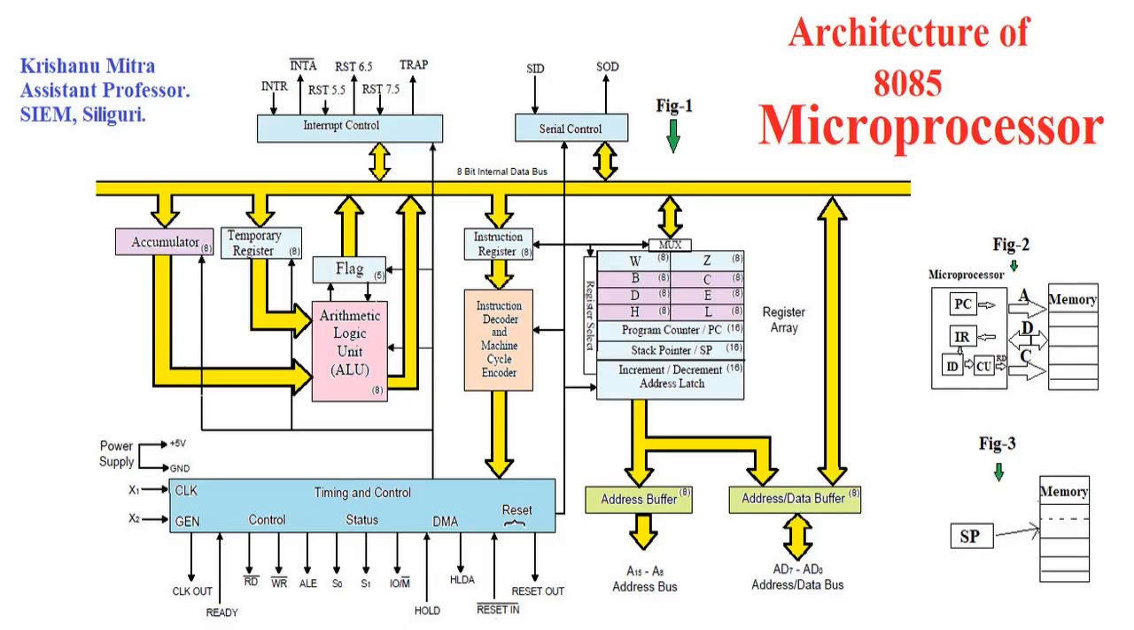So what does a microprocessor do? The basic function of a microprocessor is to execute a program, and a program consists of many instructions. So the microprocessor executes instructions one by one so that it can execute the whole program.